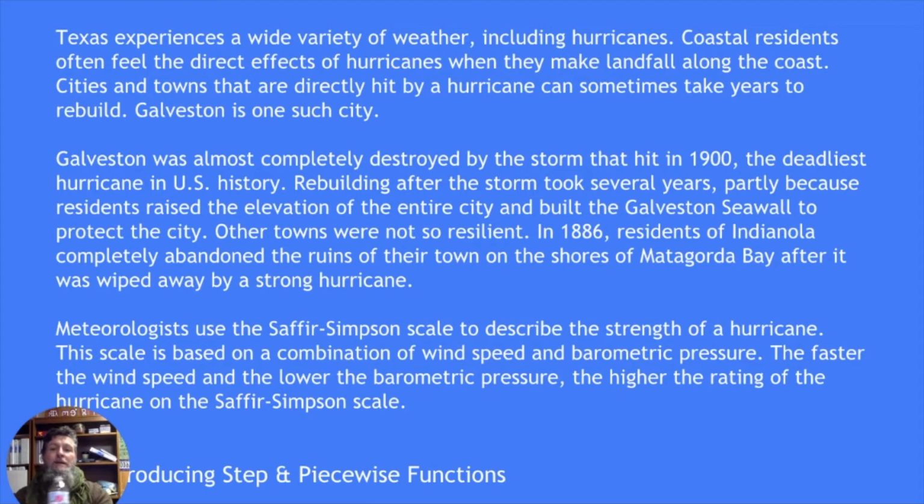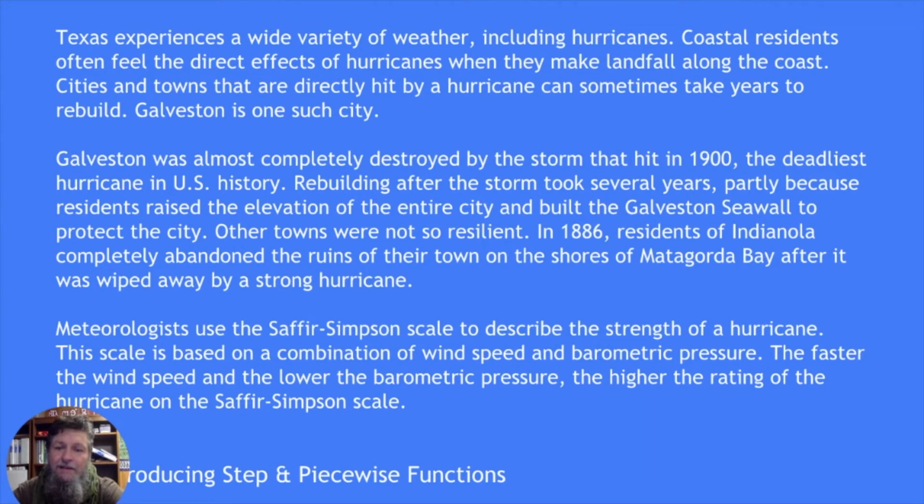All right, so Texas experiences a wide variety of weather, including hurricanes. Coastal residents often feel the direct effects of hurricanes when they make landfall along the coast. Cities and towns that are directly hit by a hurricane can sometimes take years to rebuild. Galveston is one such city. As a matter of fact, Galveston was completely destroyed in a storm that hit in 1900, the deadliest hurricane in U.S. history. Rebuilding took several years, partly because residents raised the elevation of the entire city and built the Galveston seawall to protect the city.